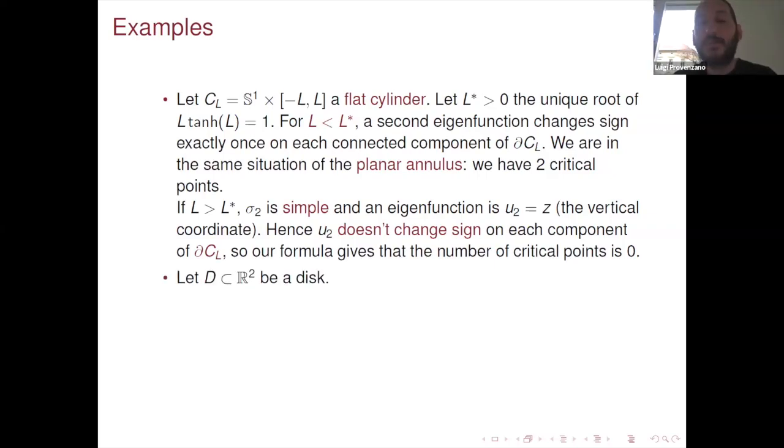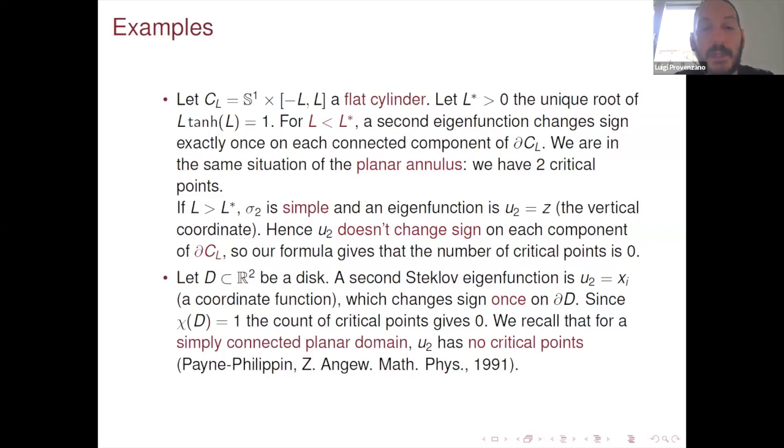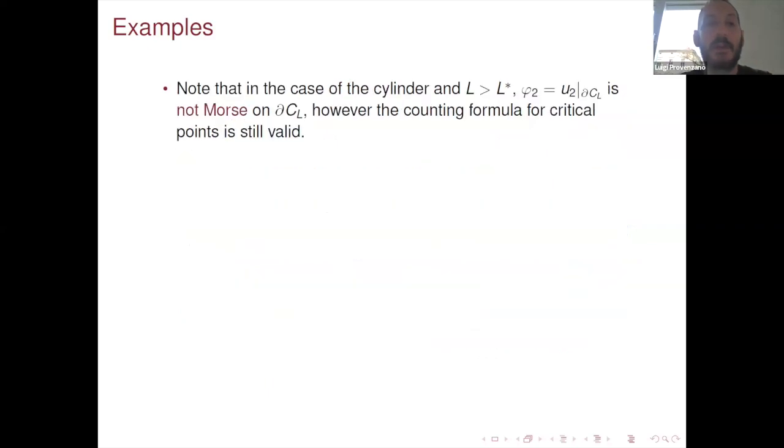This is also for any disk in R^2. For example, we have the second eigenfunction is a coordinate function. It changes sign only once on the boundary. The Euler characteristic is 1, so the count gives 0. We have no critical points, which again is really trivial since this is a coordinate function. However, we recall that for a simply connected planar domain, or even a surface, the second Steklov eigenfunction has no critical points, and this is a result of Payne and Philippin of 1991. So this is well known that for simply connected domains of the plane, a second Steklov eigenfunction has no critical points. Yes, the case L equal L star.